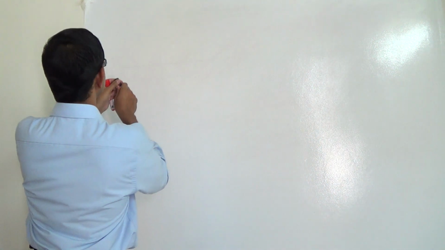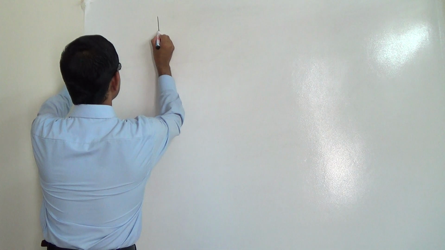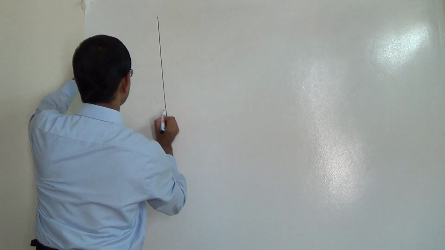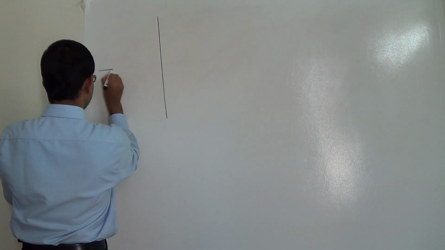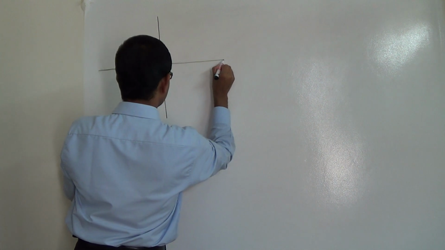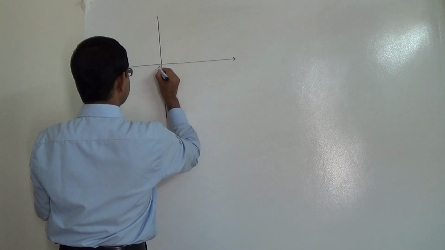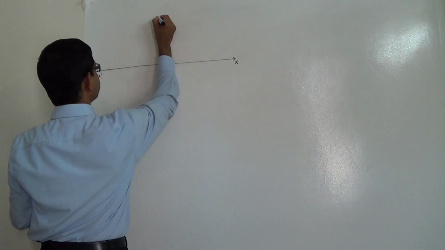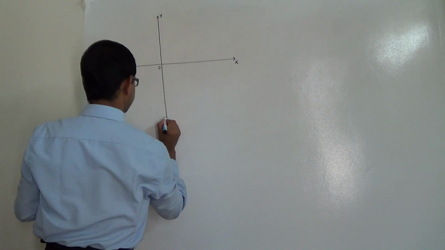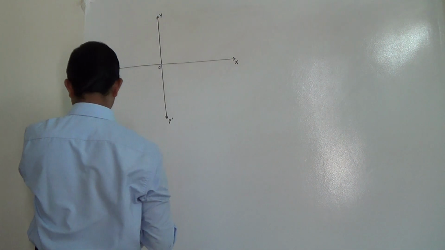Okay, so now let us discuss the graphical representation, domain and range of the function tan and its reciprocal cot. So this is the positive direction of x-axis, this is negative direction of x-axis, this is positive direction of y-axis, this is negative direction of y-axis.